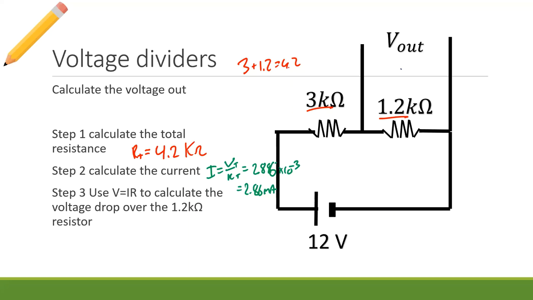So now we know it's 2.86 milliamps. You can use this to calculate the voltage over the 1.2 kilo-ohm resistor. Let's do that together. Okay, 2.86 times 10 to the negative 3 multiplied by 1.2 times 10 to the power of 3, because that's how you write kilo, times 1,200 ohms is 3.4 volts. So what is V out? V out is 3.4 volts. And that's all we need to do to calculate the V out for a particular circuit.